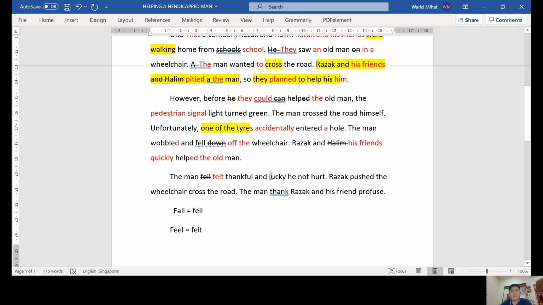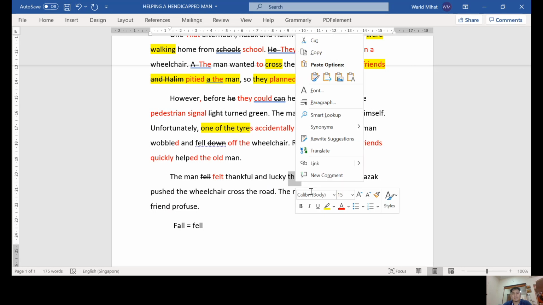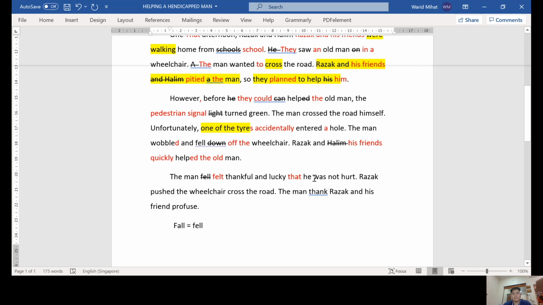Okay. And lucky he not hurt. And the man felt thankful and he felt lucky and he was not hurt. Kita tambah, he was not hurt. And then the man felt thankful and lucky that he was not hurt. Okay. Kita tambah that kat sini. That he was lucky. He felt thankful and he felt lucky that he was not hurt.